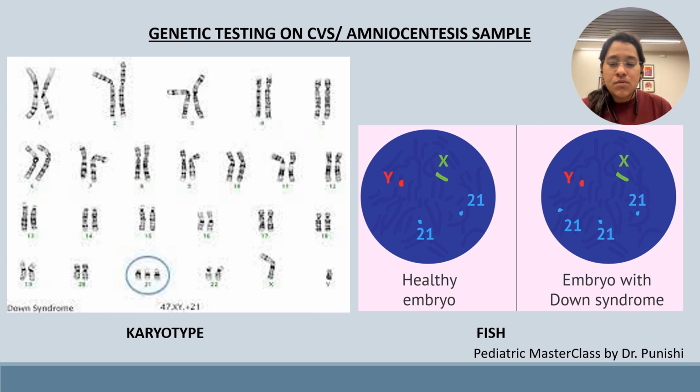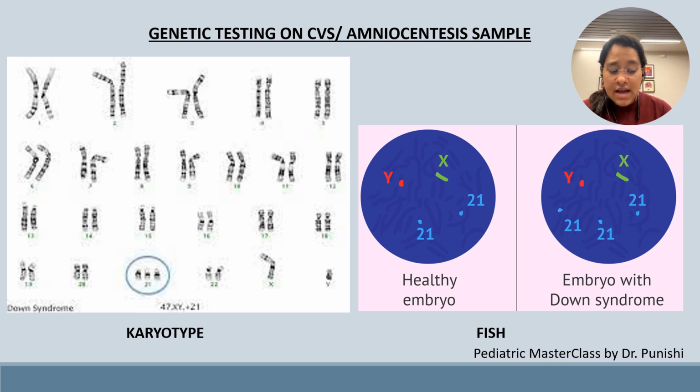The karyotype report takes a little longer because cells need to be cultured, whereas the FISH is a faster procedure. Probably the results can be available within 48 to 72 hours. So depending on the time frame available and depending on the discretion of the parents and the geneticist, you can decide what test you want to go ahead with.